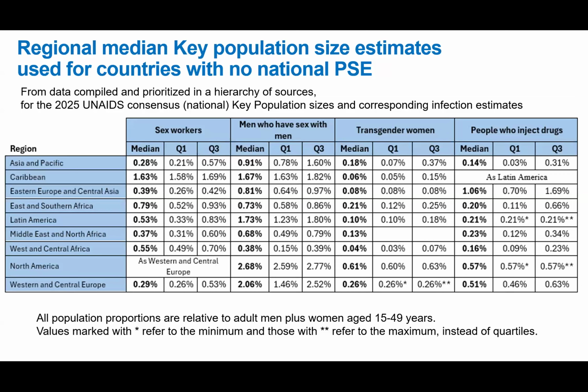Here you see the regional medians corresponding to these country estimates, used as filler for countries without a national population size for any key population. For example, in the Caribbean, sex workers by median represent 1.63% of all adults 15 to 49. That is 1.6% of men plus women. It will be double that compared to women alone, so 3.2% in the case of sex workers in the Caribbean.